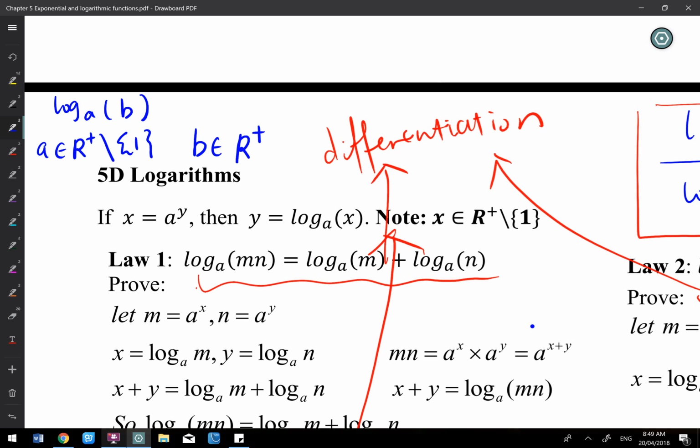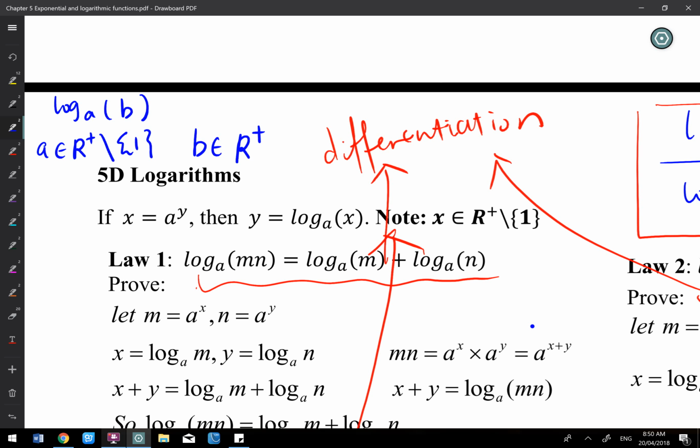Why the base cannot be 1? The reason is the same as why the exponential base can't be 1. Log is coming from exponential. Why can't the exponential base be 1? Because it will give you a straight line. It's not really exponential. Same as log. If you put 1 there, it doesn't work. So you must have all the positive numbers except 1.